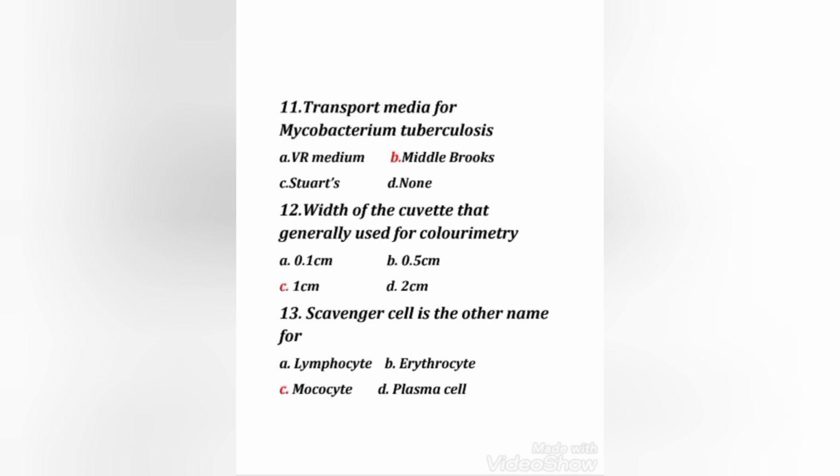Next question. Scavenger cell is the other name for lymphocyte, erythrocyte, monocyte, plasma cell. Here the right answer is option C, monocyte. Why are monocytes scavenger cells? They engulf microorganisms at the site of infection and remove cell debris. Therefore, they are called scavengers.